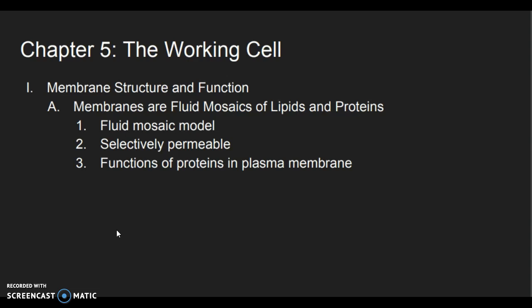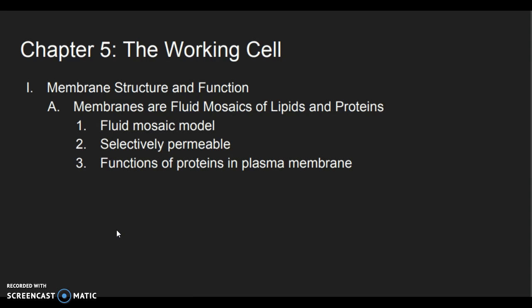Today we're going to be going over Chapter 5, which is the working cell. And the essential question for this chapter is how does the cell membrane function? And what exactly goes on within the cell membrane, and what components make it up that give it its specific structure and function. So basically there's three main things that you should know about the cell membrane before we move along. It is said to be a fluid mosaic model, it's selectively permeable, and the functions of the proteins in the plasma membrane allow many different particles to get inside of the cell.